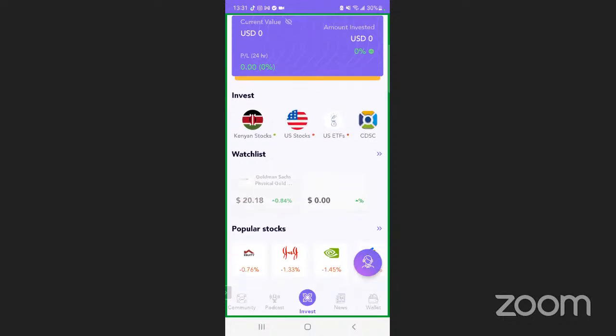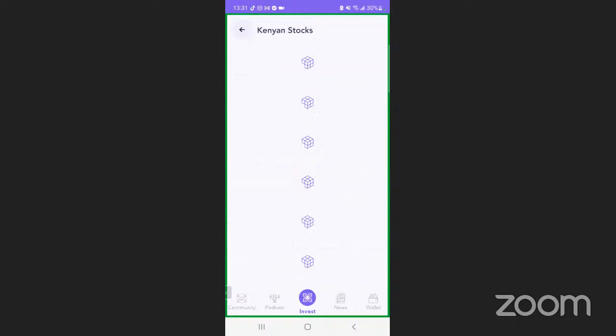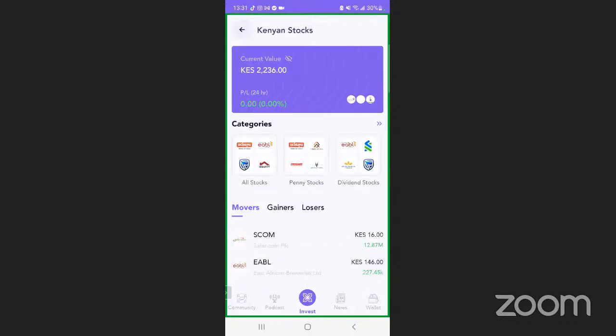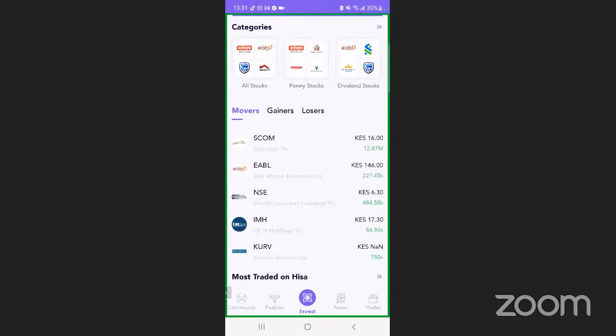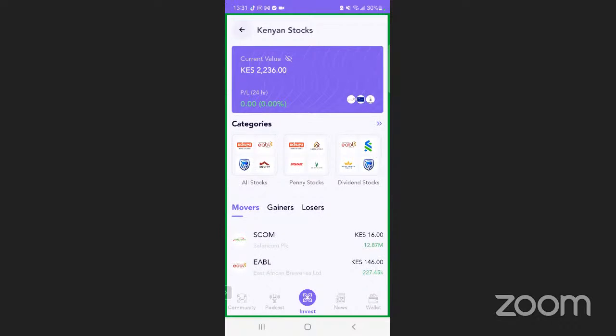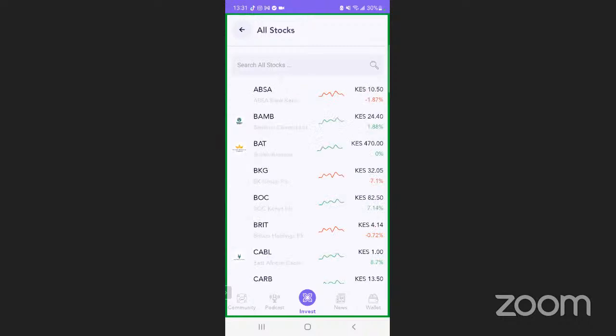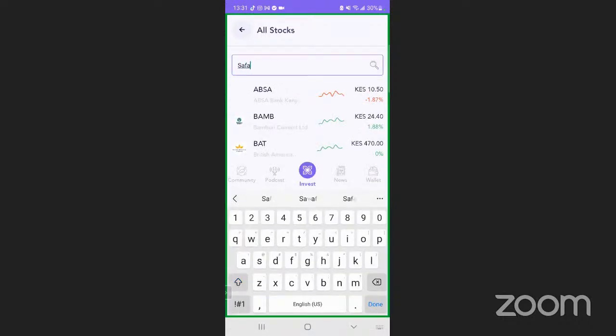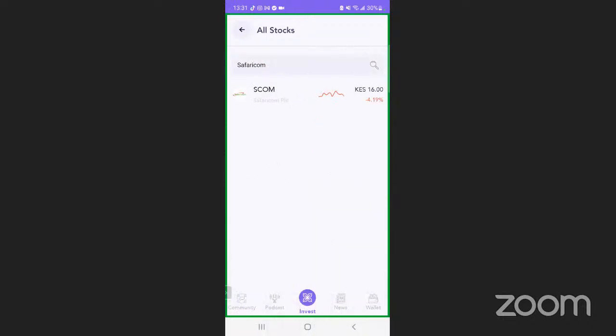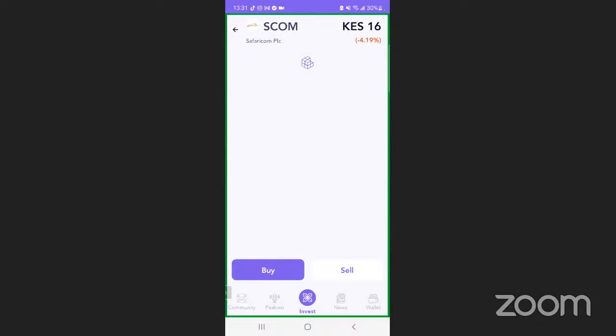Finally, let's look at the Kenyan stocks. I think I focused a lot on the Kenyan market. So for the Kenyan stocks, the same thing. You can click on all stocks and search stocks with maybe the name. You can search, let's say Safaricom. Search for Safaricom. And then you'll be able to get Safaricom. Let's click on Safaricom. And then the buying process will be the same.